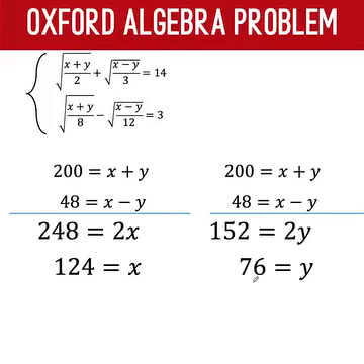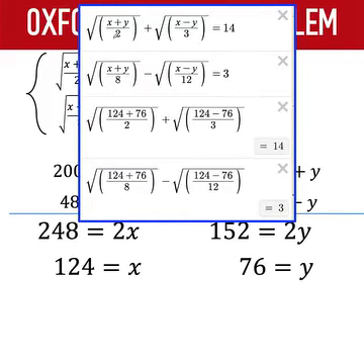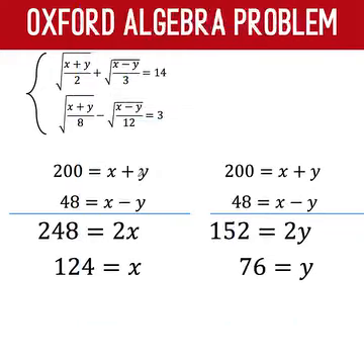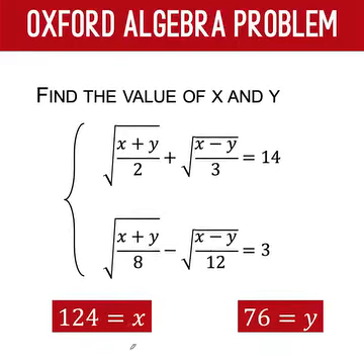To check if our answer is correct, let's substitute 124 for x and 76 for y, and using the Desmos graphing calculator, it's verified that the first equation is indeed equal to 14 when these values for x and y are substituted into the given equation. Similarly, we verified that the second equation is indeed correct. The difference of these two radical expressions is 3 when x is 124 and y is 76. And so we are now confident that our final answer, x equals 124 and y equals 76, are the solutions to this system of radical equations.